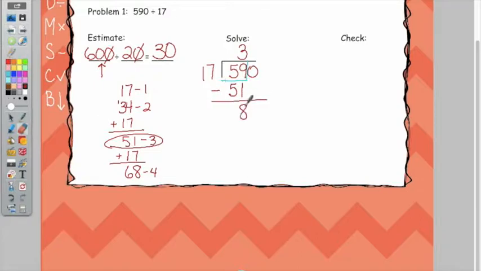Which is 8. Okay? And then you're going to check. What do I check? If the 8 is lower than 17. Is 8 lower than 17? Yes. Okay, so bring down your 0. All right, so now I've got the number 80. I'm back to the divide and multiply step, which is the skip counting.